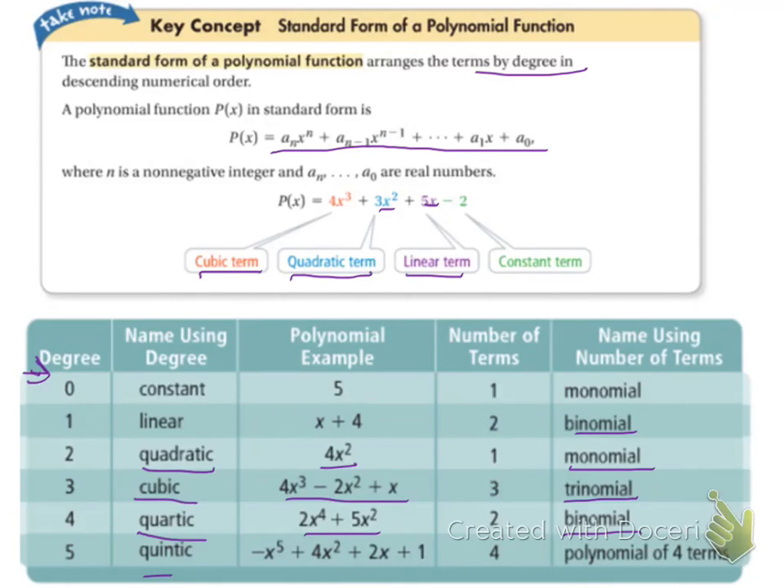Fifth degree is a quintic when it's x to the fifth. Now this one has a degree of 4. Anything above a trinomial, you can either say polynomial of 4 terms, polynomial of 5 terms, polynomial of 6 terms, etc. Or 4-term polynomial, 5-term polynomial, 6-term polynomial, and so on. Okay, so you don't have to say it a specific way, but you just say how many terms the polynomial has. Okay.